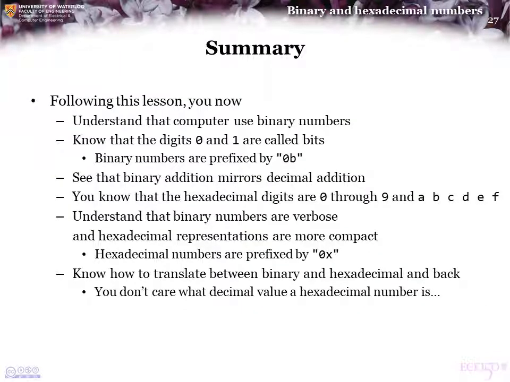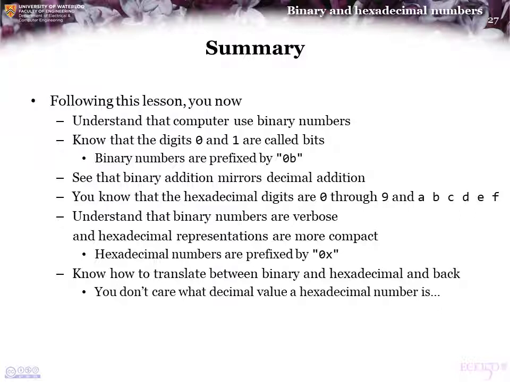Consequently, following this topic, you now understand that computers are going to be using binary numbers and that the binary digits 0 and 1 are called bits. Binary numbers themselves will be prefixed by a 0b. You see that binary addition mirrors decimal addition. You also know that there are hexadecimal digits that include the digits 0 through 9, but also have the additional hexadecimal digits A through F.